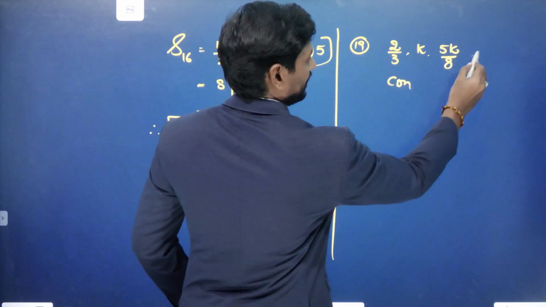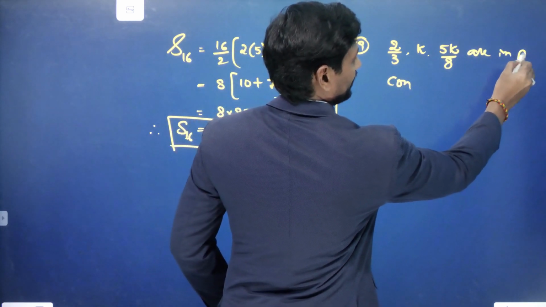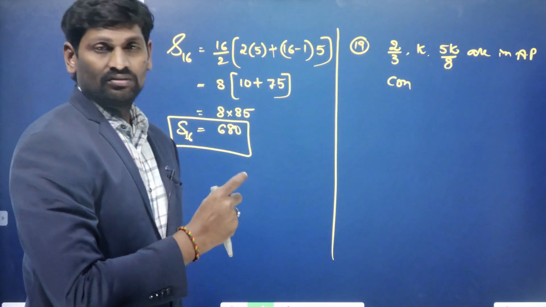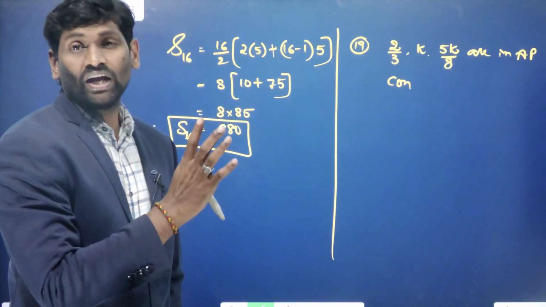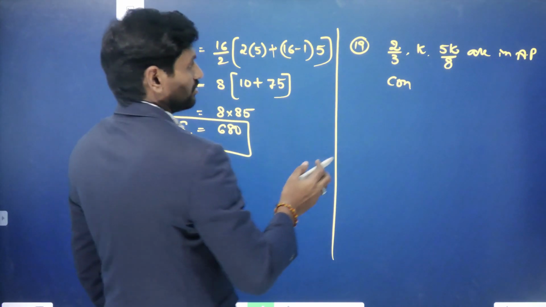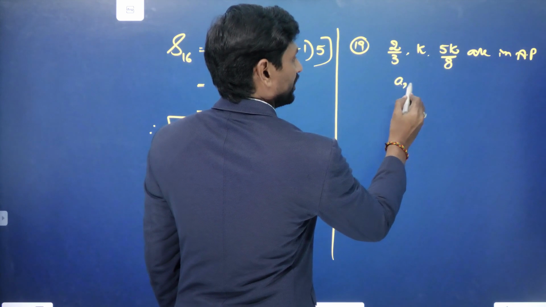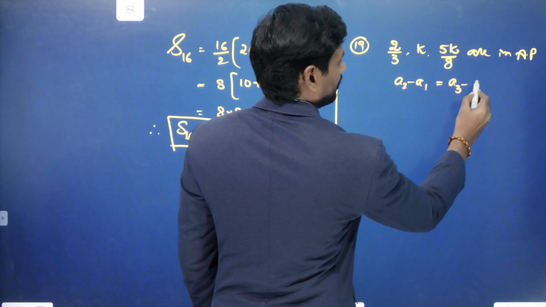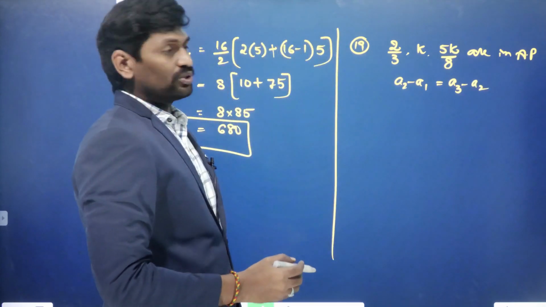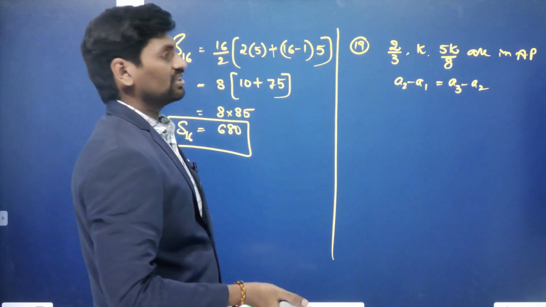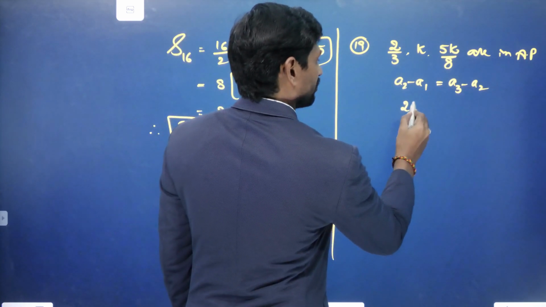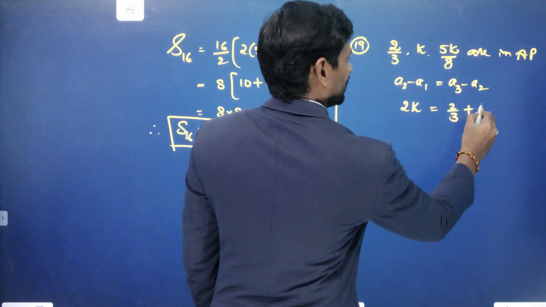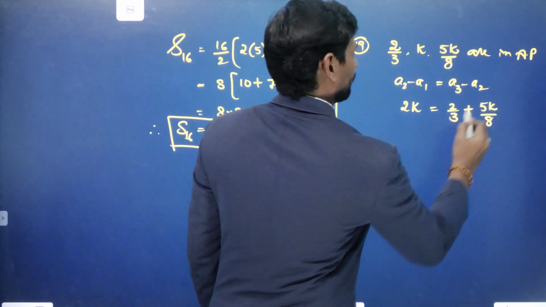So if they are in AP, arithmetic progression means they have the same common difference. So I am writing that A2 minus A1 is equal to A3 minus A2, or simply 2 times the middle term is equal to the first term plus the third term. Okay? So 2 times the middle term is 2k, which equals the first term 2/3 plus the last term 5k/8.